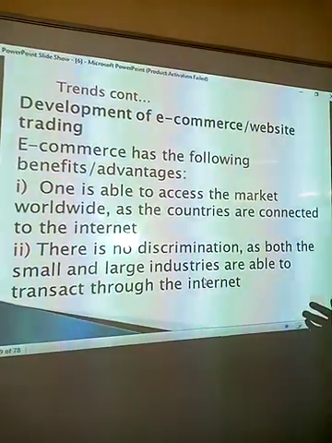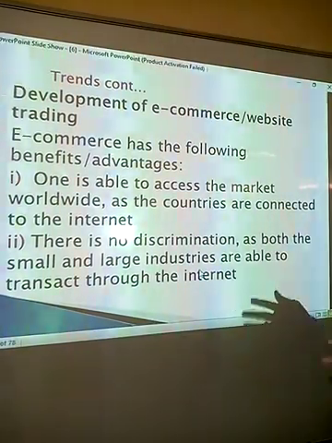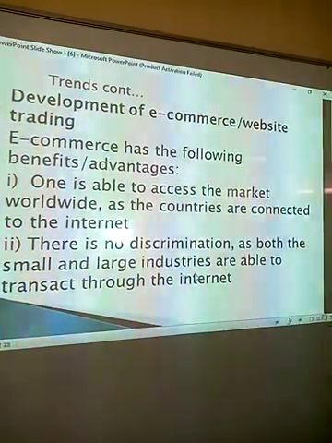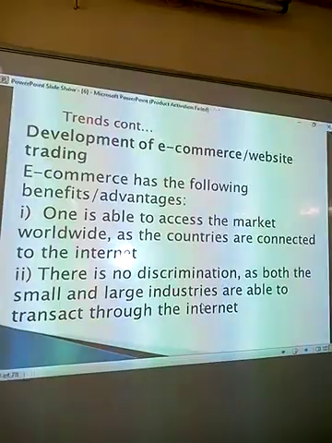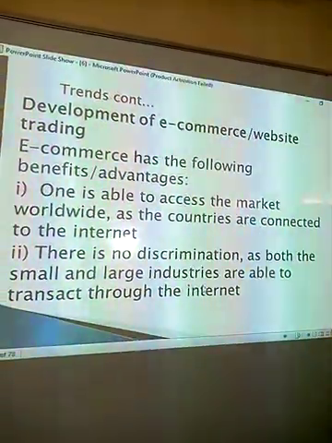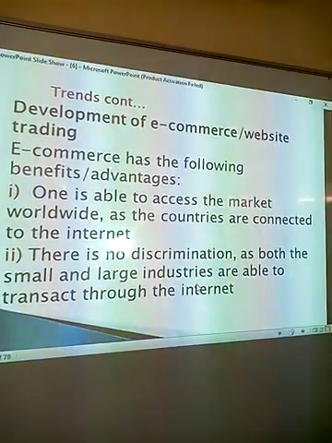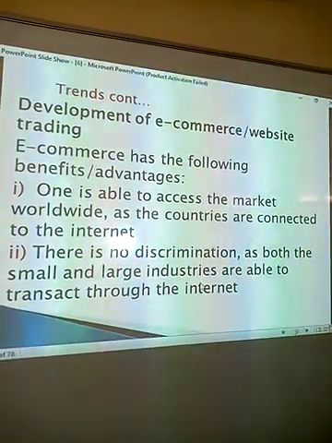Now, what are some of the advantages of e-commerce? One is able to access the market worldwide as the countries are connected to the internet. You've heard of Amazon. One is in the US, and you can buy a product in Amazon and the product reaches you.